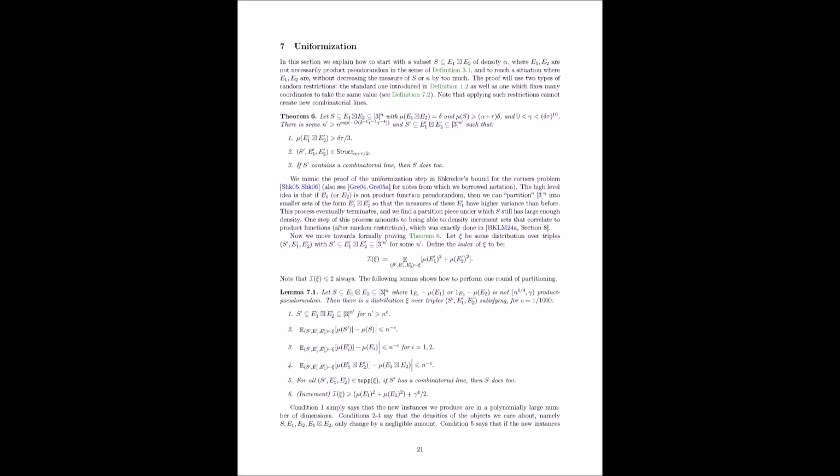Precisely. And these two lemmas, 6.1 and 6.2, provide the foundation for tackling Theorem 4, the centerpiece of their proof. It's in Theorem 4 that they bring together all the threads. The inverse theorems, the density increment strategy, the uniformization process to demonstrate that a sufficiently dense subset must contain those combinatorial lines. All right, let's break down Theorem 4 step by step. Can you walk us through the logical flow of their argument?